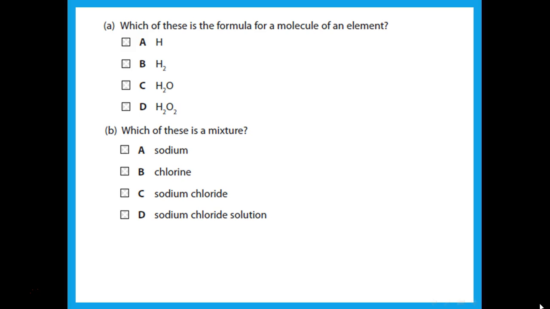So let's look at some questions. Which of these is the formula for a molecule of an element? So which of these is an element? But he's asking for a molecule. Do you understand the difference between molecule and element?